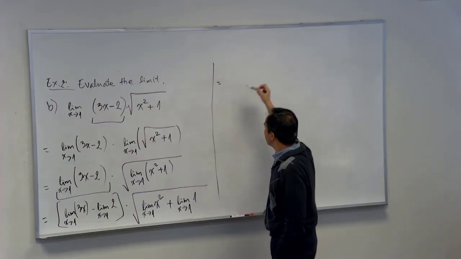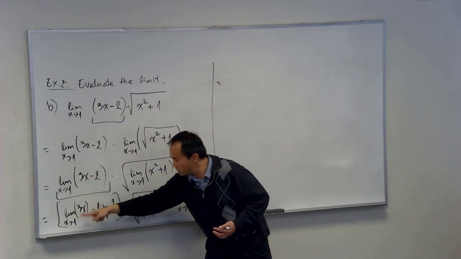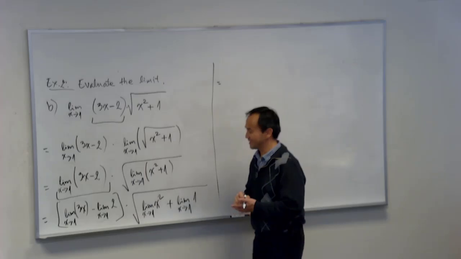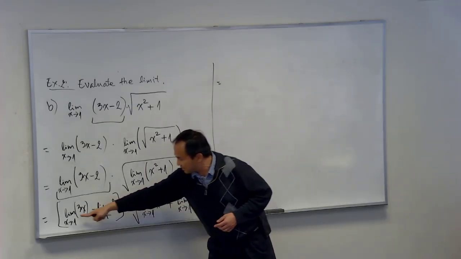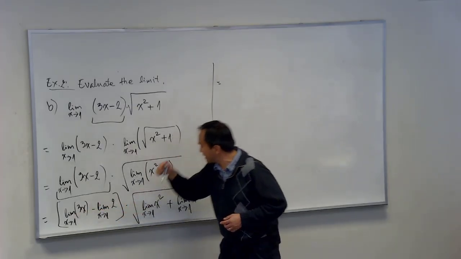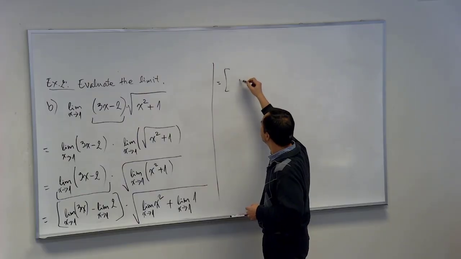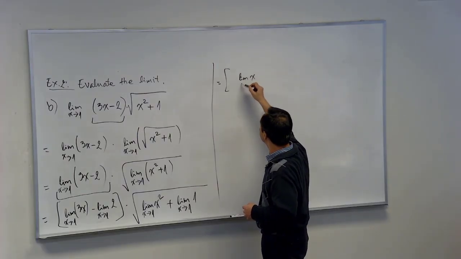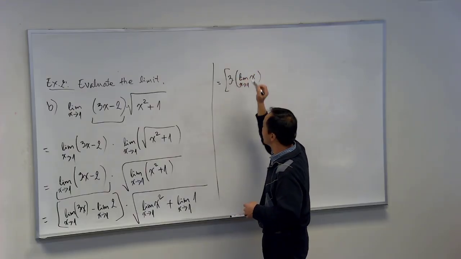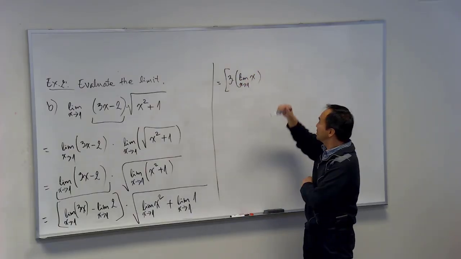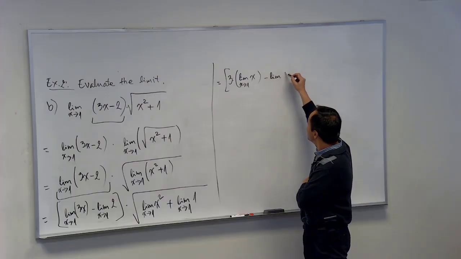And so in the next step, back to the first group, I'm looking at that first term. Taking the limit of 3x is the same as taking the limit of x by itself, letting x get to 1, and then we can multiply that by 3. And then we're subtracting the limit of 2, the constant term.